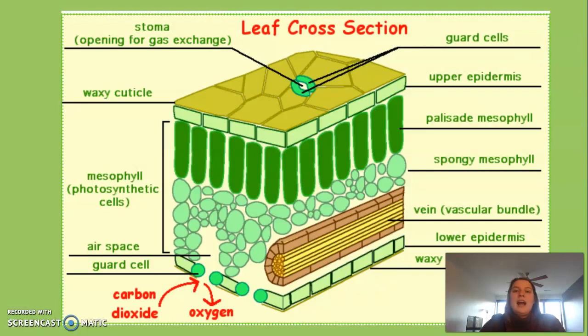So let's look at our leaf structure. And the stoma is that little white space at the tippy top, and it says opening for gas exchange, which is exactly what it is. So in the photosynthesis process, plants take in carbon dioxide and release oxygen, which is great because we take in oxygen and release carbon dioxide. So it's like one big cycle.